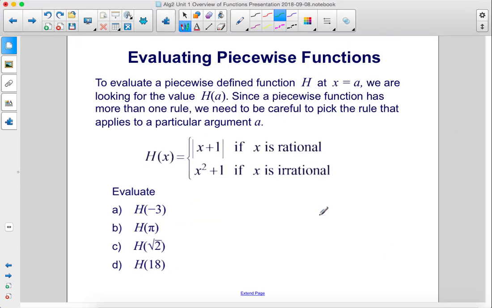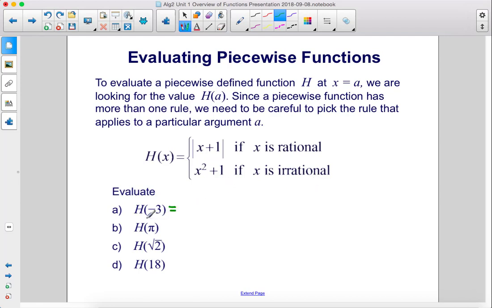To evaluate a piecewise defined function h at x equals a, we are looking for the value h of a. Since a piecewise function has more than one rule, we need to be careful to pick the rule that applies to a particular argument a. Alright, so we're going to do absolute value of x plus 1 if x is rational, and x squared plus 1 if x is irrational.